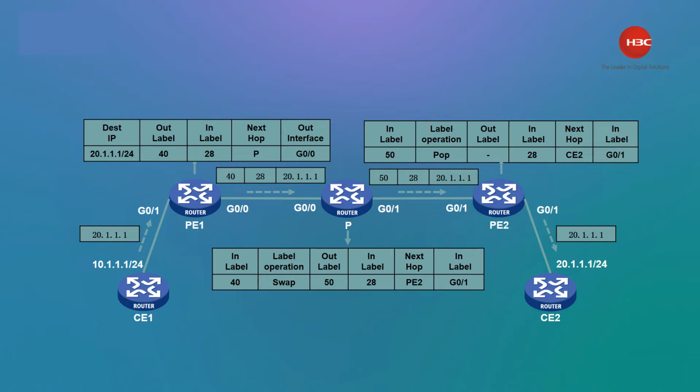When P receives this message, it can only see the outer label 40. The P device performs penultimate hop popping. It peels off the outer label and sends the message to PE2. PE2 receives the message labeled 28 in the inner layer and finds the corresponding VPN. It removes the label, exposing the IP header, and then sends it to the last hop, CE2.